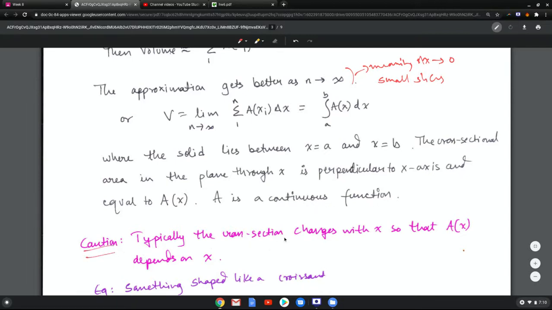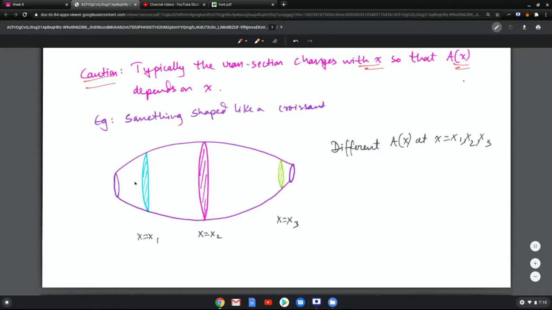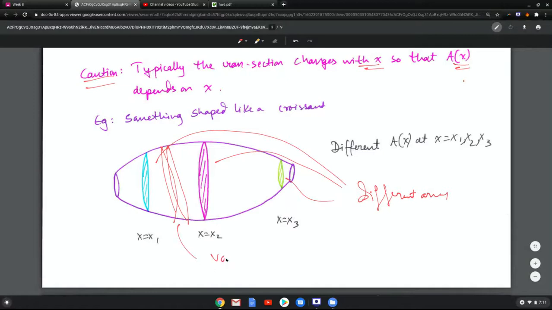Typically, so caution here, this cross section changes with x. That's why it's A of x, it's a function of x. So something like this here, if this is the shape, if you take a cross section at x1, x2, and x3, then all three of them have different areas. In fact, this cross section is going to vary continuously. Even the one right next to it is not going to be the same. So this varies continuously. And that is why we need A of x to be a continuous function.